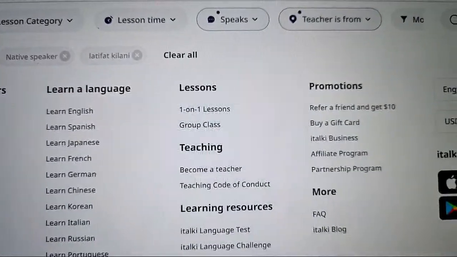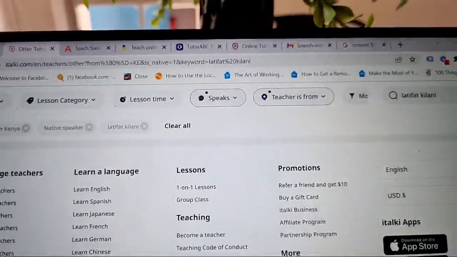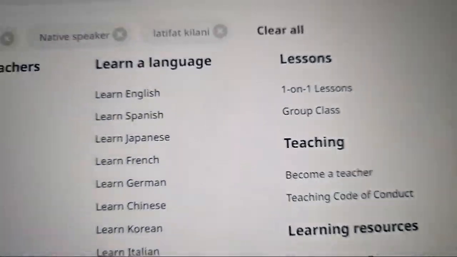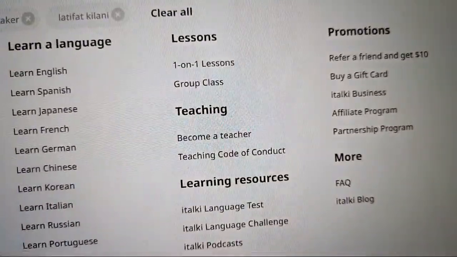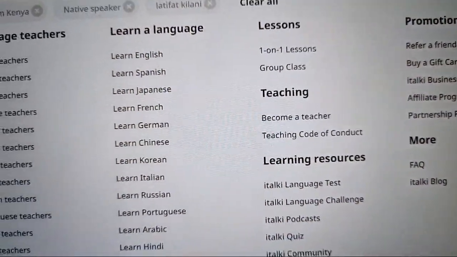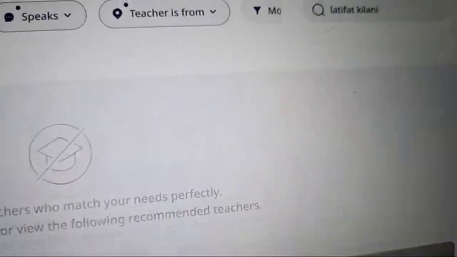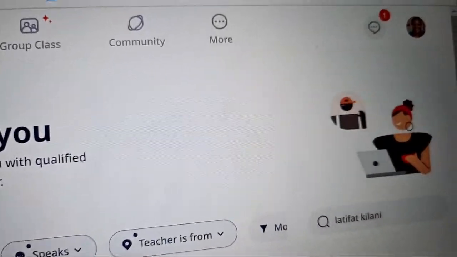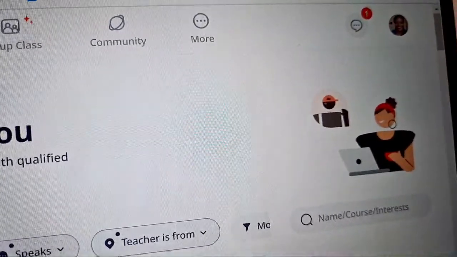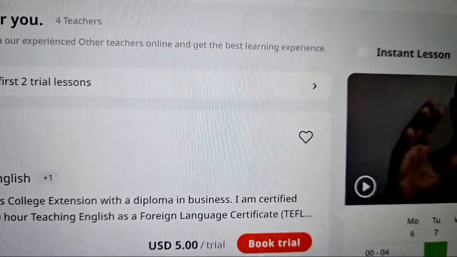Swahili. I don't know why it's not allowing, but these are some of the languages you can learn. English, Spanish, like literally any language. Let's see if it's going to allow us to see more languages. I don't know, teachers from Kenya. Let me clear that so that we can see.